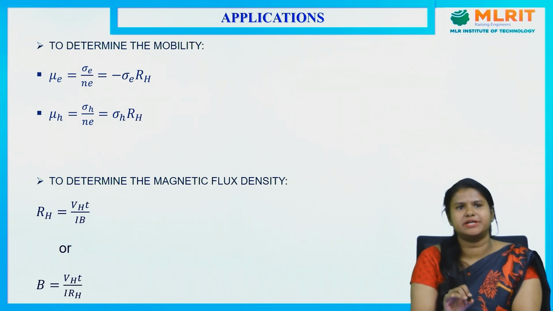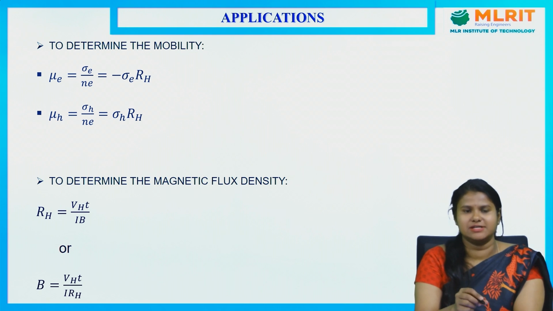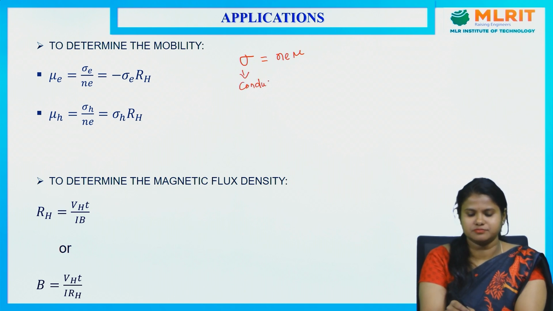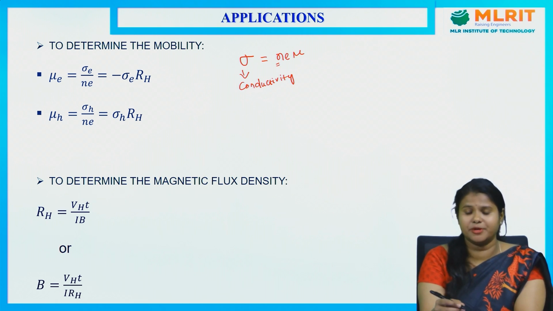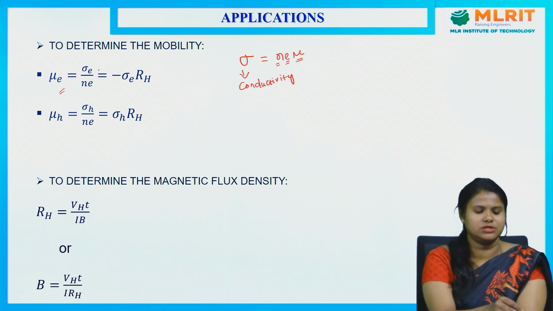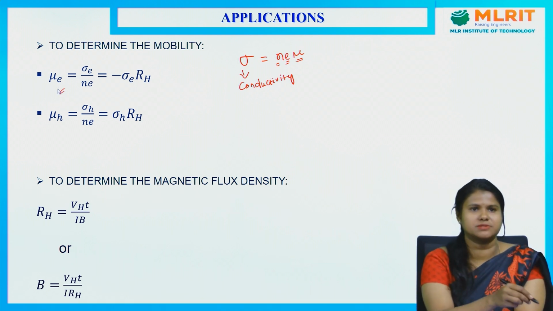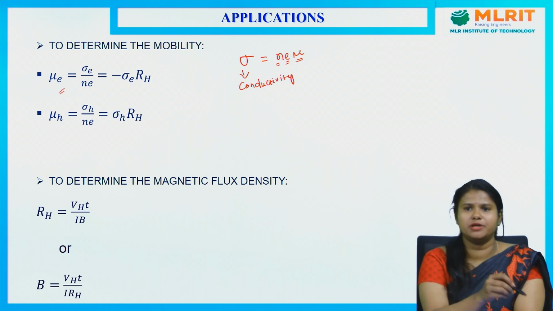We can also determine the mobility of the charge carriers. We know the relation between the conductivity and mobility is sigma equal to Ne into mu. Sigma is the conductivity, N is the carrier concentration or number density, e is the charge and mu is the mobility. From this expression we can write mu e is equal to sigma e by Ne. As we are considering electrons, we give the subscript e. This is the mobility of electrons.